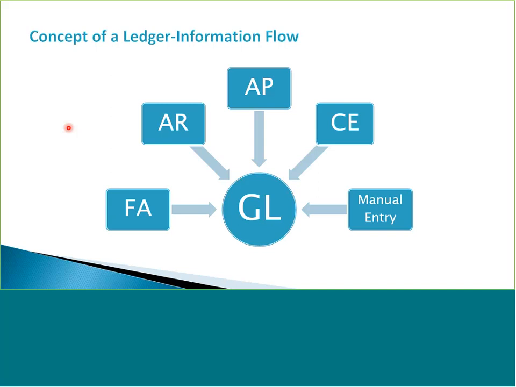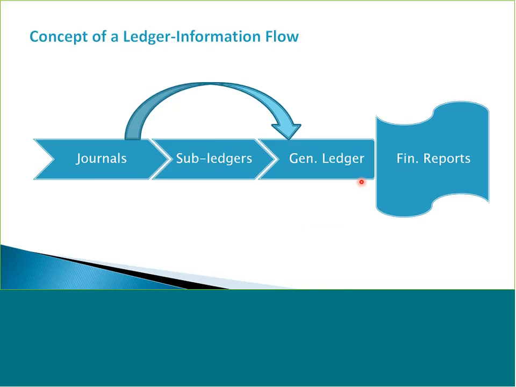So this slide represents information flow from the subsidiary ledgers to the main module, which is the general ledger. And as we said, accounting information is sent and then imported into the general ledger. This information is used to generate financial reports. And we can see here that we also have an option to enter journals directly into the general ledger.